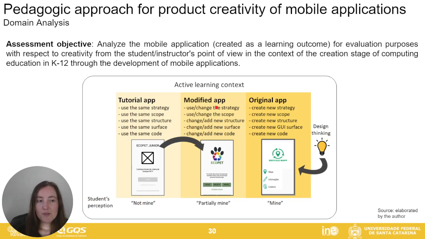Considering the active learning approach and the strategy to progressively develop creativity with the use, modify, create cycle, here the assessment objective is defined as to analyze the mobile application created as a learning outcome for evaluation purposes with respect to creativity from the student instructor's point of view in the context of the creation stage of computing education in K-12 through the development of mobile applications.